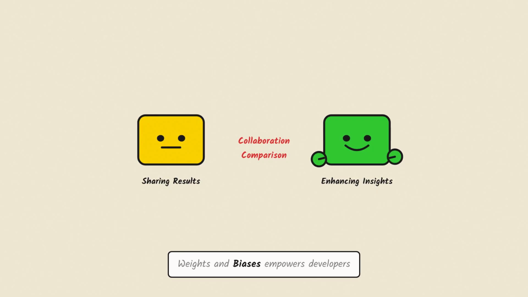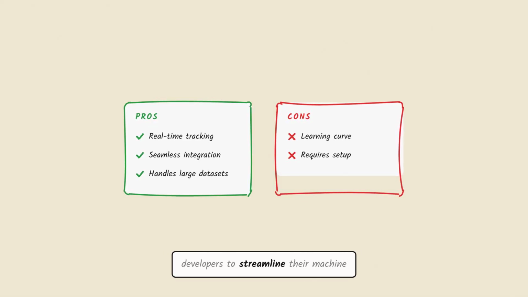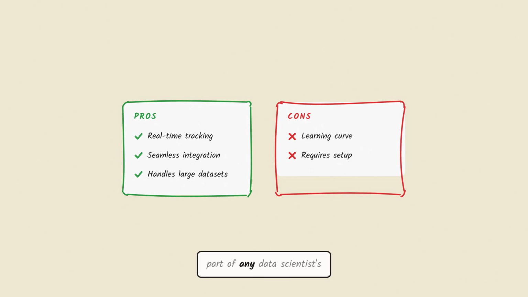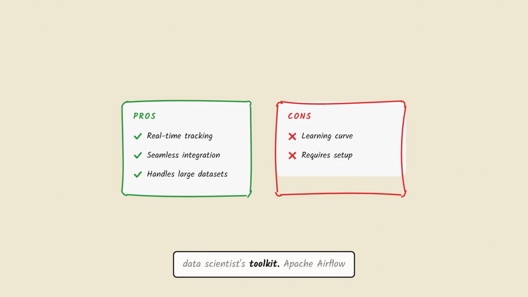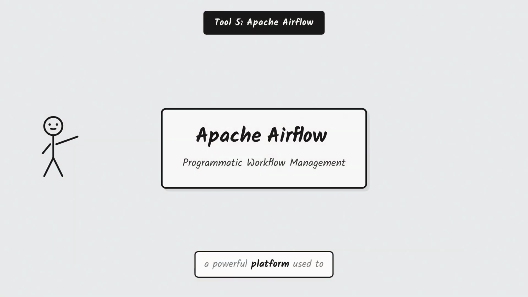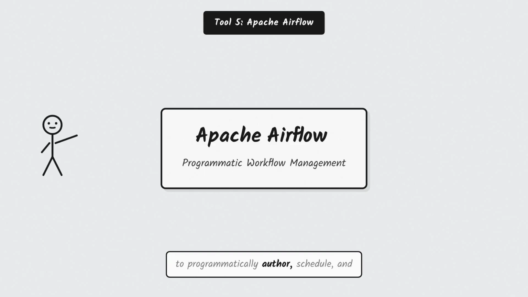Overall, Weights and Biases empowers developers to streamline their machine learning workflows, making it an essential part of any data scientist's toolkit. Apache Airflow is a powerful platform used to programmatically author, schedule, and monitor workflows.